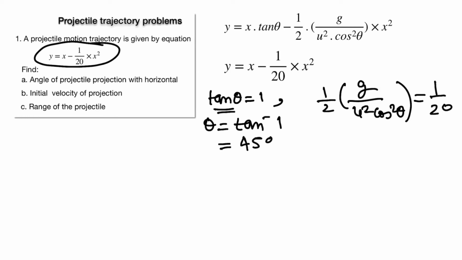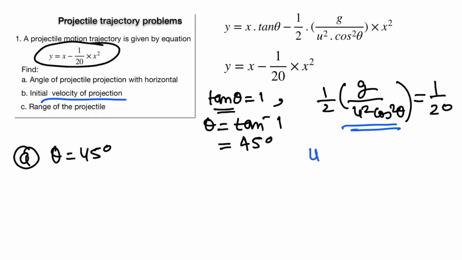So this answers part A, where the projection angle theta is equal to 45 degrees. Now for finding the initial velocity of projection, we'll use this relation. Here the initial velocity u is equal to, if we cancel out this 10, so this will be 10 g divided by cos theta.